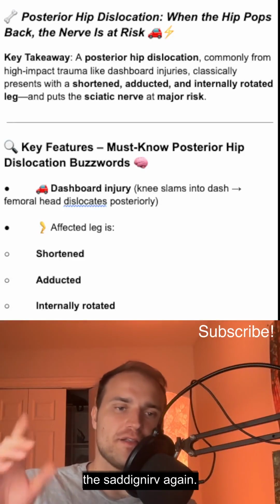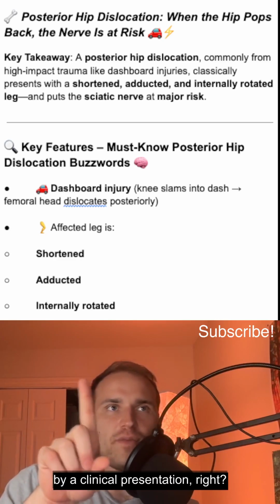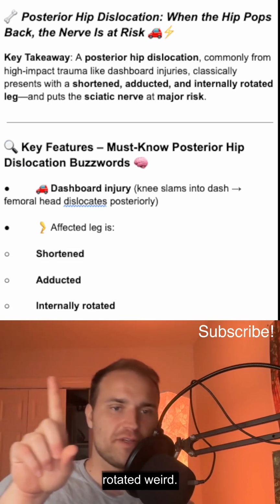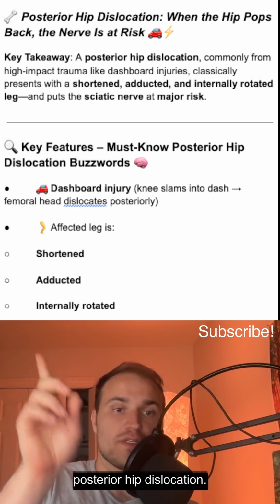Never miss another question on the sciatic nerve again. 3 steps. 1, posterior hip dislocation must be confirmed by your clinical presentation, right? So you're going to have a lower extremity that's adducted and internally rotated. Just know it could be shorter than the contralateral leg. Just know these findings are posterior hip dislocation.